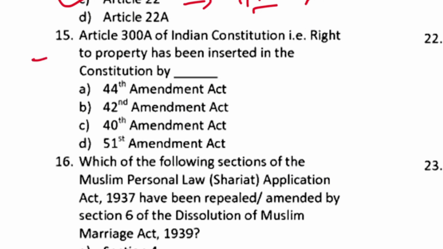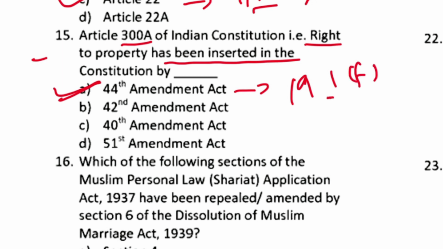Next, 15. Article 300A of Indian Constitution. Right to property has been inserted in the Constitution by 44th Amendment Act. A is the answer. 19(1)(f) was deleted and inserted as 300A by this amendment.